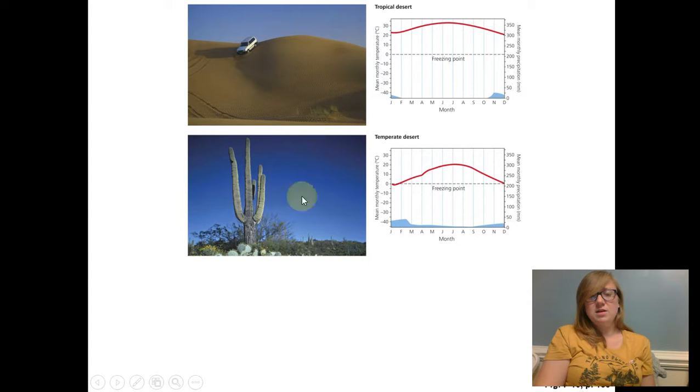When you think of desert, you might also think of something like this, like the saguaro in the American Southwest. That's a temperate desert. And so a little bit different. You can get freezing temperatures. In fact, the temperature swing in a day can also be very great. So plants and animals have to deal with extremely hot temperature and cold temperature. So still very low water.